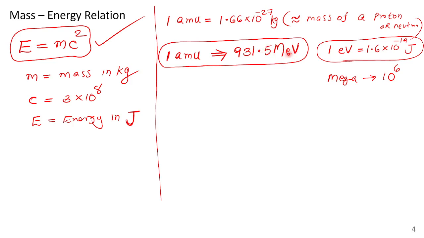Electron volt is a unit of energy. 1 electron volt is 1.6 into 10 raised to minus 19 joules. If you want to convert it to joules, use this formula. And this mega stands for 10 raised to 6. Mega means into 10 raised to 6.